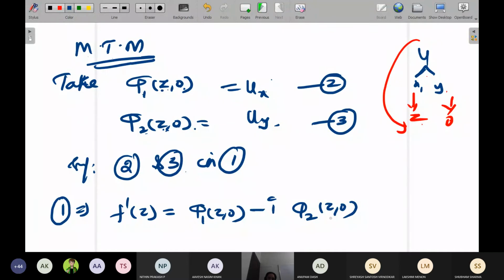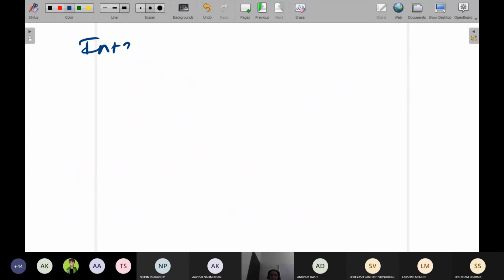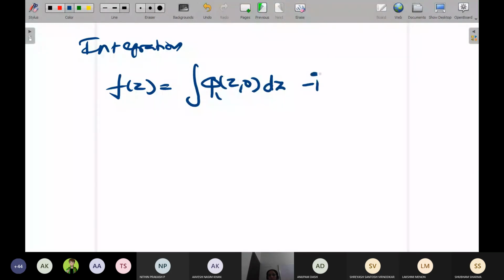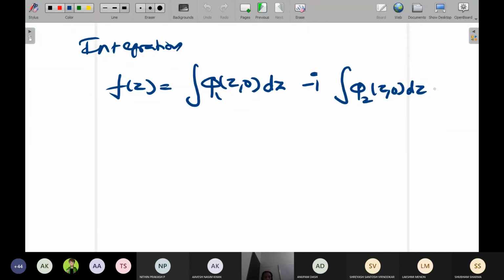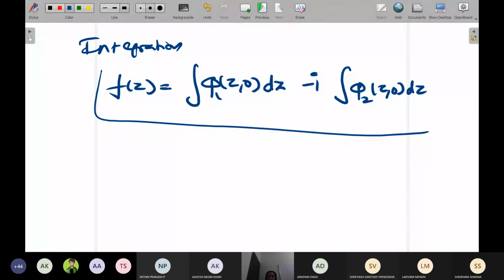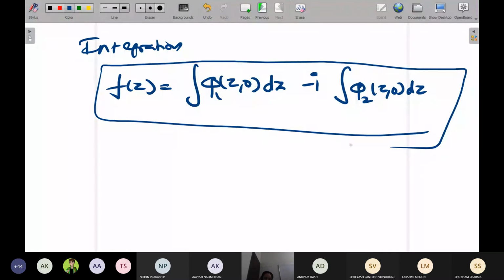Now what we actually want is f of z. How will you get f of z? By integrating. You'll get f of z is equal to the integral of pi 1 of z comma 0 into dz minus i into the integral of pi 2 of z comma 0 into dz. This will give you the analytic function f of z when u is given. Is it clear?